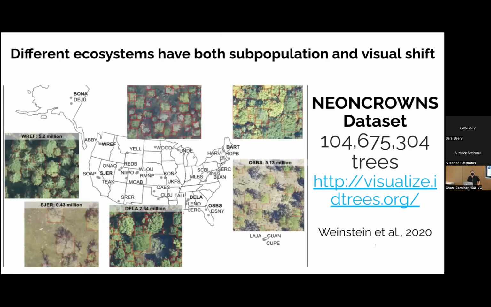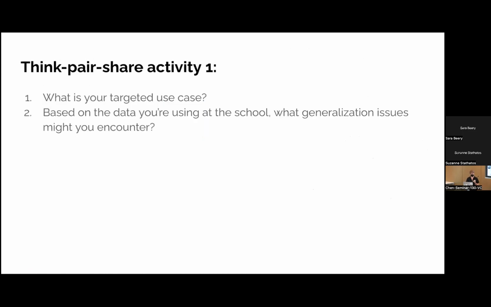And then this is looking at the NEON crowns benchmark, which is one that Ben Weinstein put out. And you can see that different ecosystems have both of those things. They have this difference in subpopulation, here a difference in the density of trees, as well as this visual shift. These different species of trees, what these trees look like, are different in these different NEON sites.